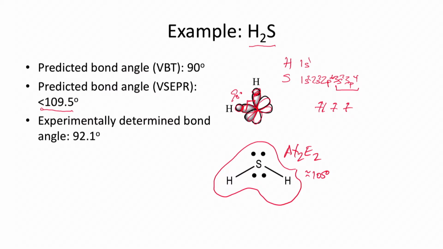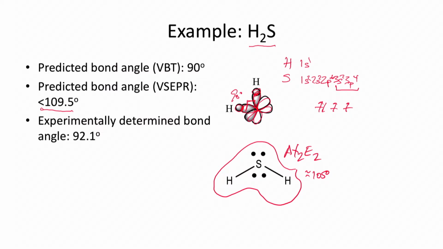So I get very different results. Valence bond theory predicts that the angle should be 90 degrees. VSEPR theory predicts that the angle should be closer to 105 degrees. Okay, so who's right? Well, I don't know. We have to look at the experiment and see what that says. If you actually do an experiment to measure the bond angle, it's pretty close to 92.1 degrees. And so in this case, valence bond theory is a little bit closer than VSEPR theory.